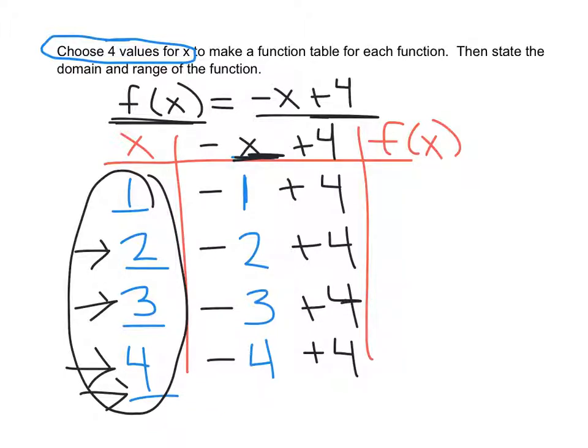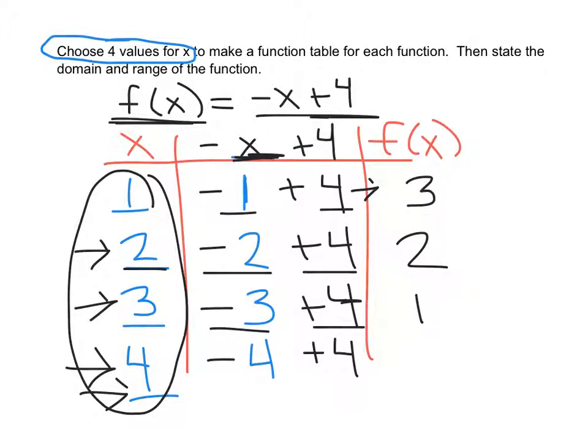Once we've substituted all of these x's for our x in the function, we're going to solve for the y. So to get y, we'll add negative 1 plus 4, which is 3. To get y for when x is 2, we'll take negative 2 and add that to 4, which is 2. Next, we have negative 3 plus 4, which is 1. And then lastly, we have negative 4 plus 4, which is 0.